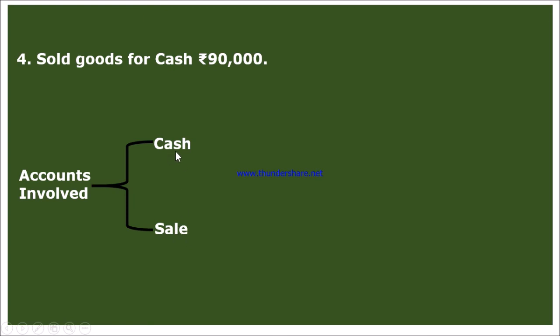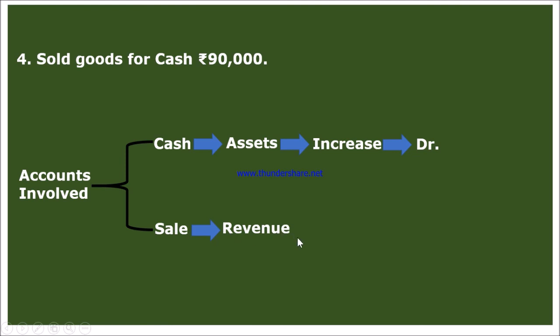Now cash, you already know, belongs to assets, and if you sell goods, the cash will come into the business, therefore the cash balance will increase, and you know, if an asset increases, then you have to debit it. On the other hand, sales belong to revenue, and the moment you have sold goods, the revenue of the business will increase. So revenue increased, and if revenue increases, then credit it.